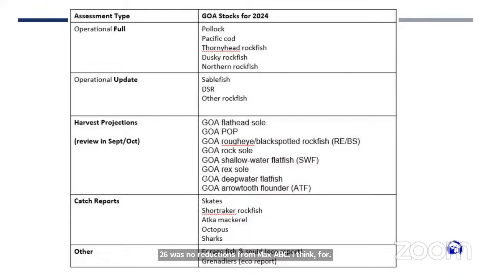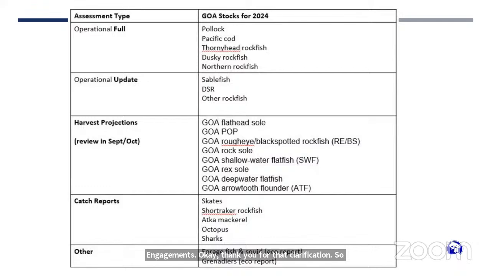Okay. Jason, can you clarify then? Yeah, it was rougheye blackspotted. It had a reduction due to model concerns last time we reviewed the model. So that reduction is basically carried forward through these harvest specifications. Okay, thank you for that clarification. So we'll note the couple of reductions from max ABC.